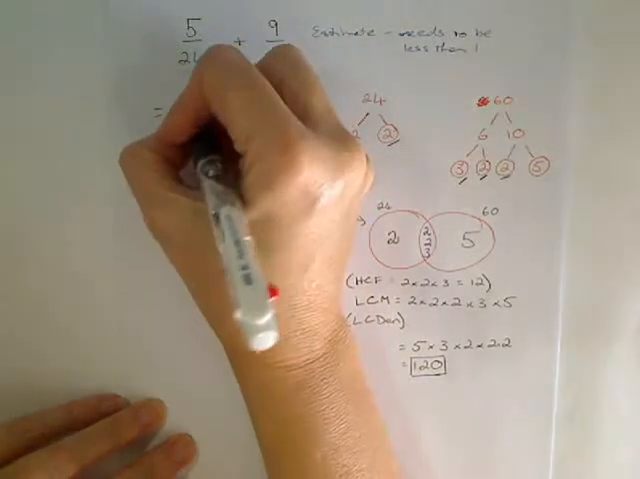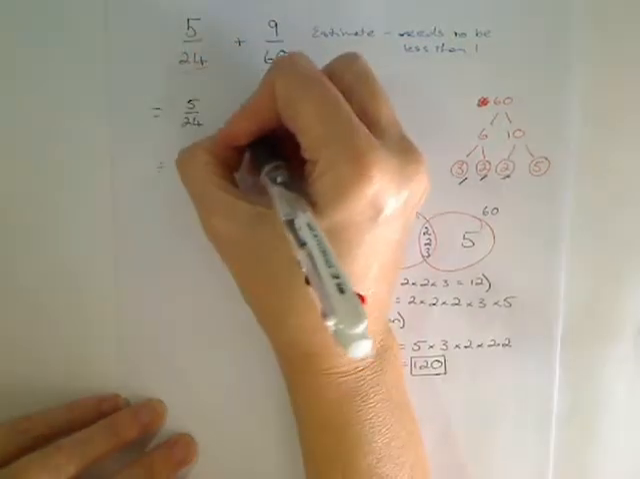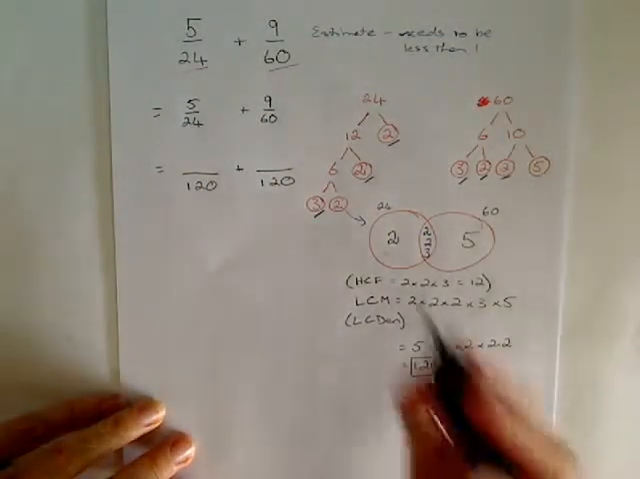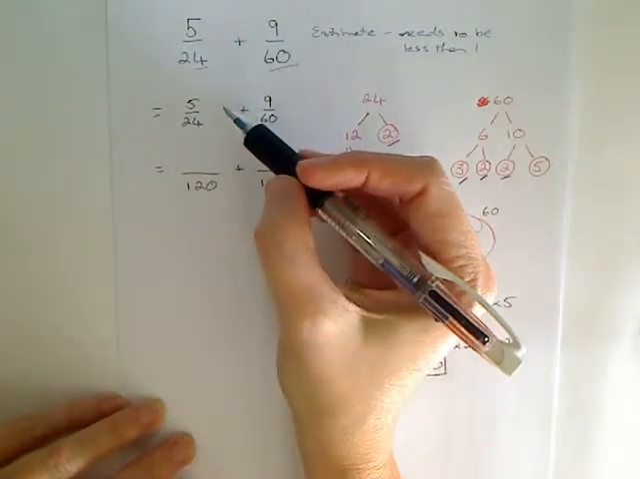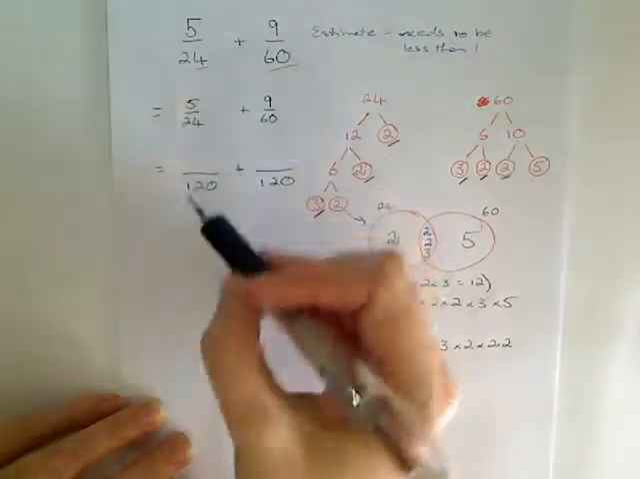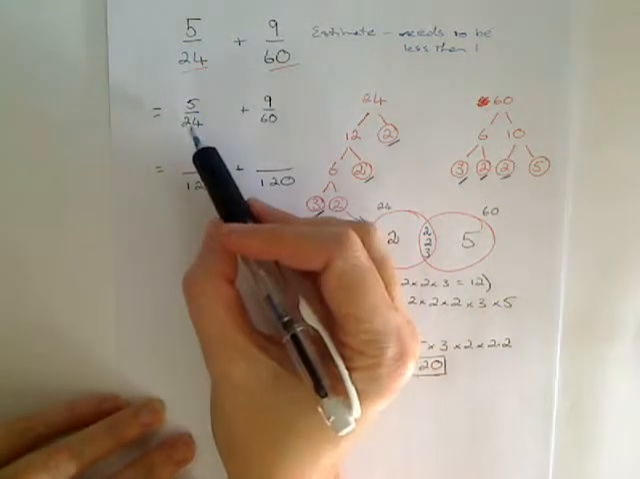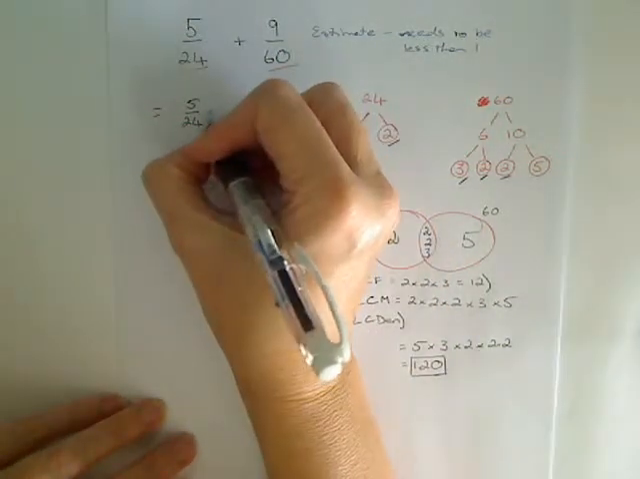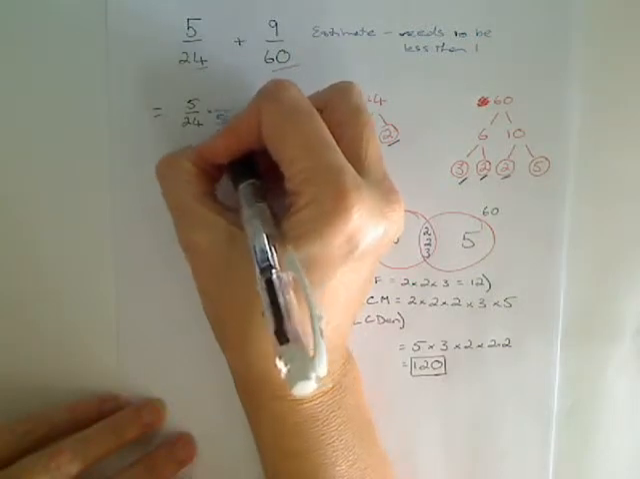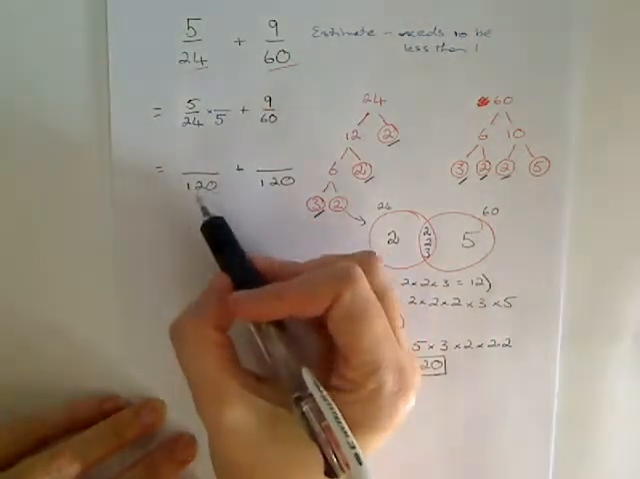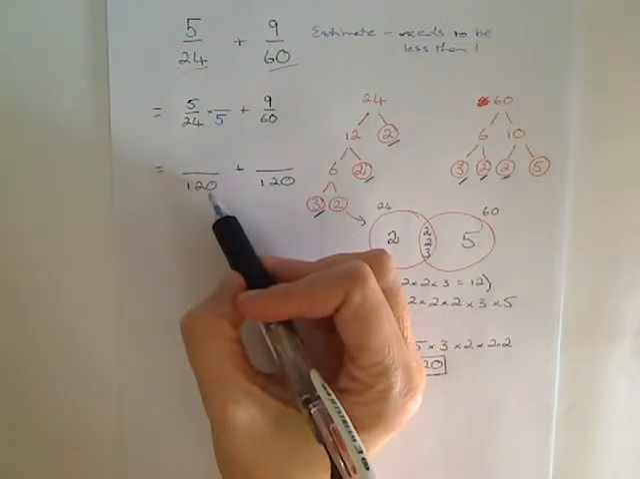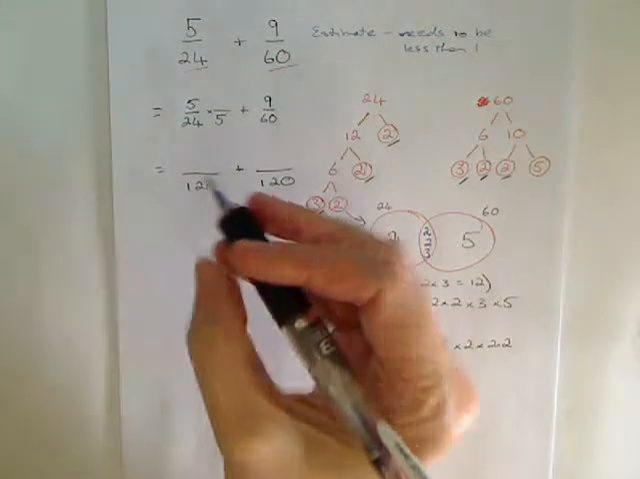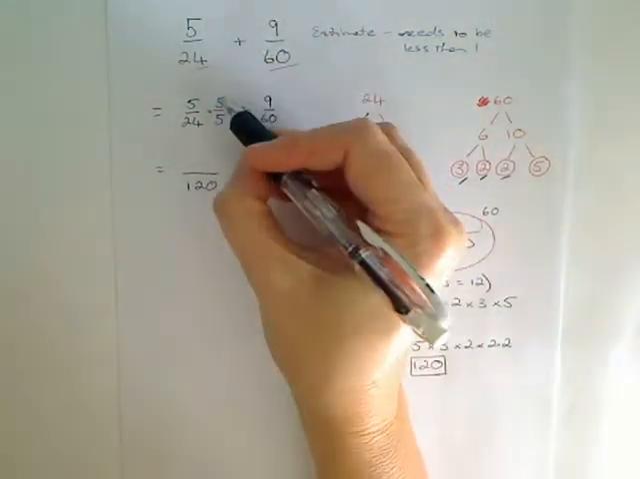Now how do I do that? I think about the denominators first. What would I need to multiply 24 by to get 120? Well, 10 24s is 240, that's twice as much, so I'm going to multiply by 5. Now if I just multiply the bottom denominator by 5, I've changed the size of the parts, but I haven't compensated for the fact that I've got a numerator of 5. So I actually multiply by 5 over 5.